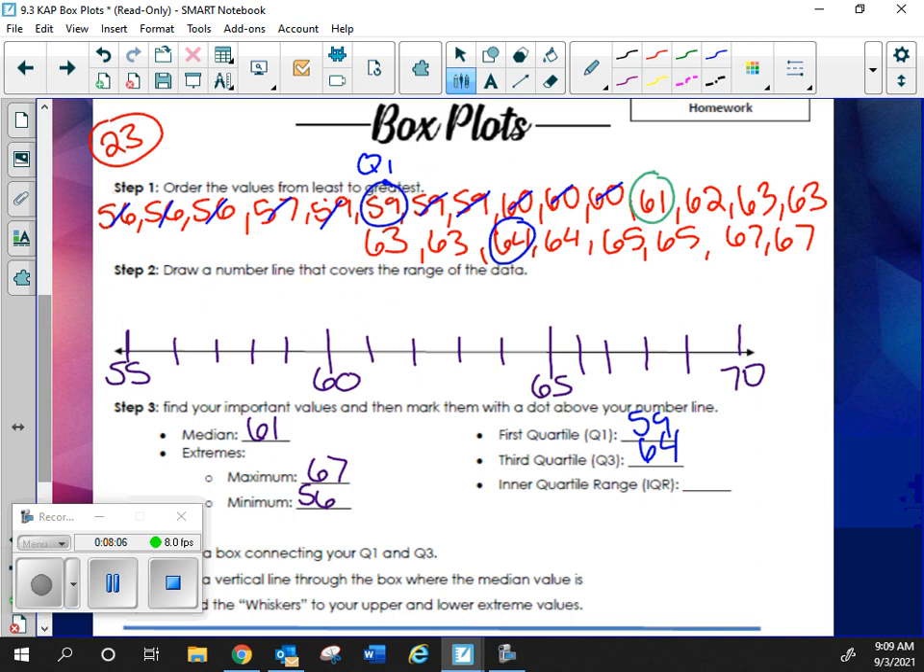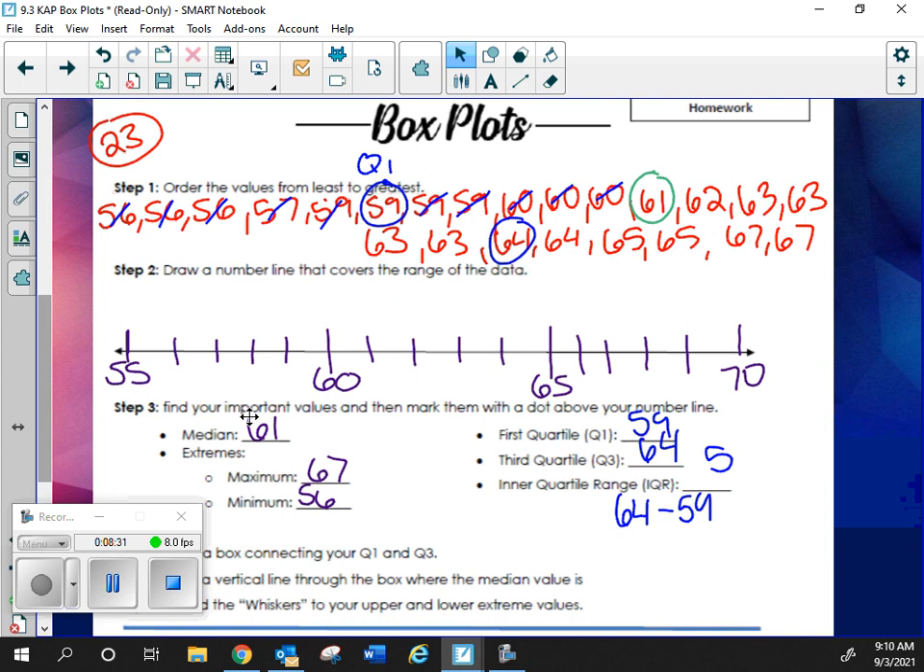How do I find the interquartile range, Anthony? Do you remember how to find the interquartile range? Which 2? Can you tell me which one? Q1 and Q3. Very good. So I'm going to subtract 64 minus 59. Class, what you just said, Anthony, it would be 5. Very good.